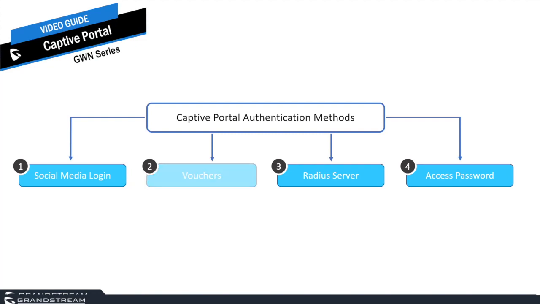The second option is the use of vouchers, which allows clients to have internet access for limited duration using a code that is randomly generated by the GWN access point. Third, authentication through a radius server provides centralized authentication and accounting management for users who try to connect to the wireless network, and this is generally implemented in enterprise wireless networks. The fourth method of authentication is the simple use of Wi-Fi passwords.